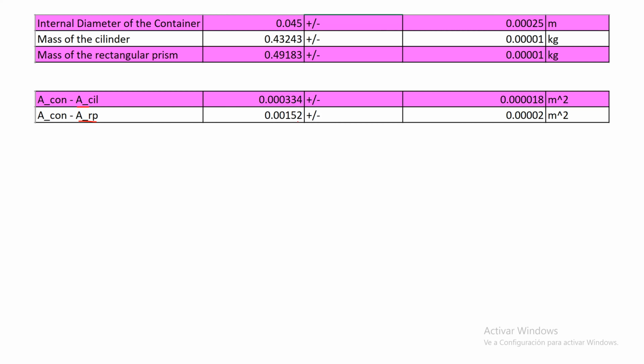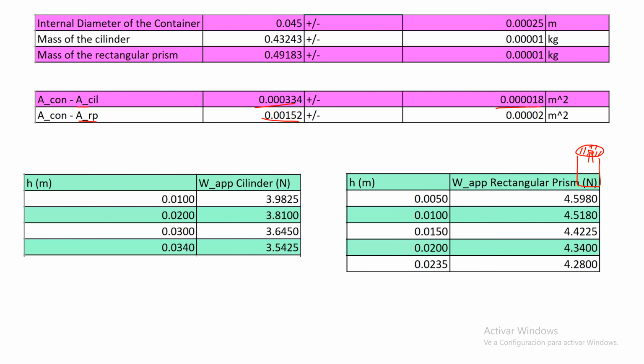and subtract them. This is because when we have the container and the object being introduced in it, as you can see, the area the water has in order to rise is the full area of the container minus the area occupied by the object. So therefore we need to subtract these two areas to get the real area being used in these formulas. Sorry, these are uncertainties. Here are the real areas used.